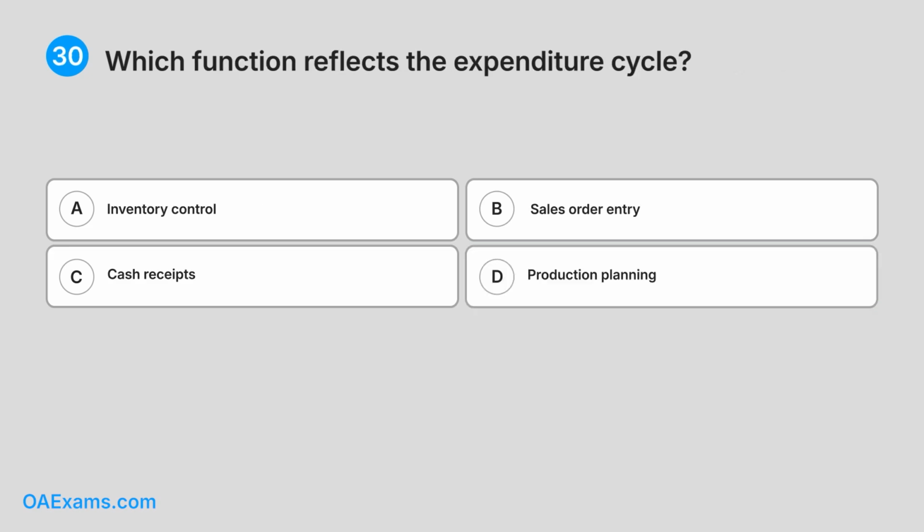30. Which function reflects the expenditure cycle? A. Inventory control. B. Sales order entry. C. Cash receipts. D. Production planning. Can you guess the answer?